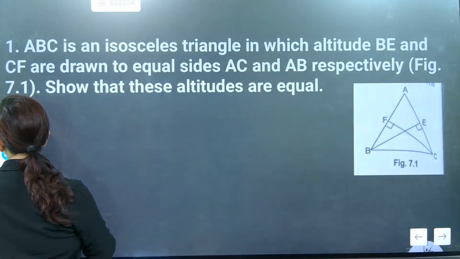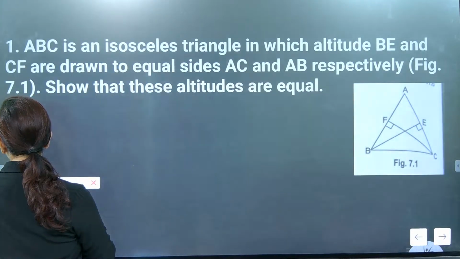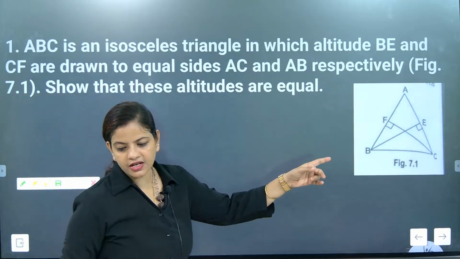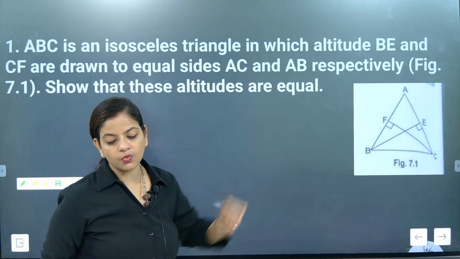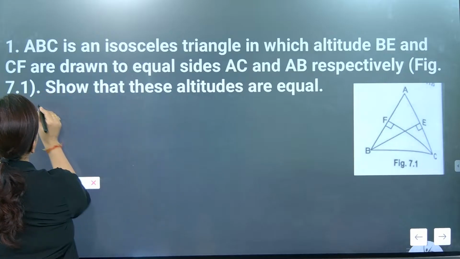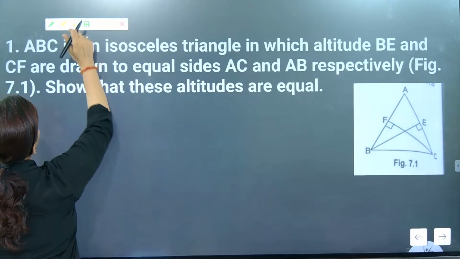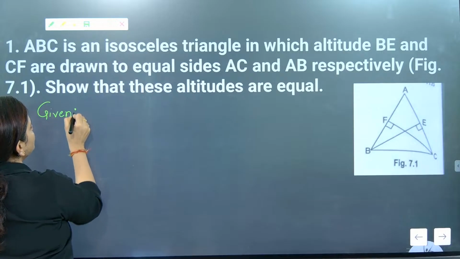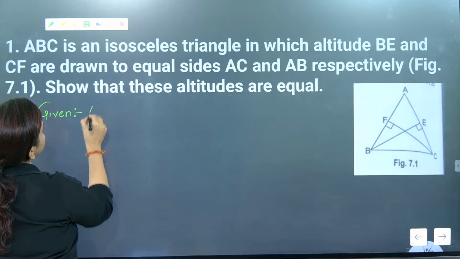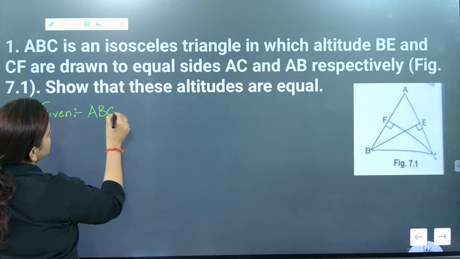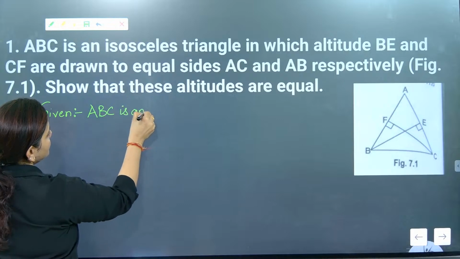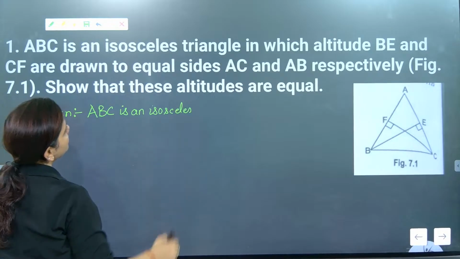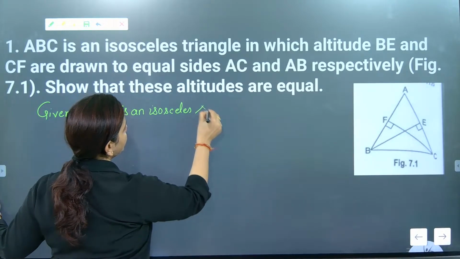So first, what are we going to do, beta? We will first write the contents. We will first see the triangle. So this is the triangle given to you. What is given to you? First we are going to write. In the given section, ABC, very good, is an isosceles triangle. Everyone start writing: isosceles triangle.